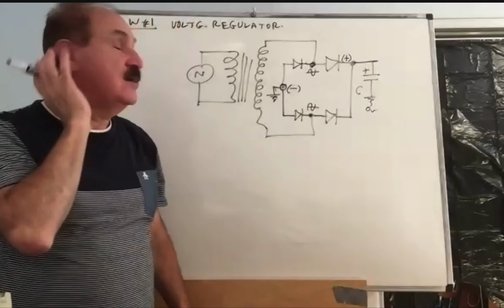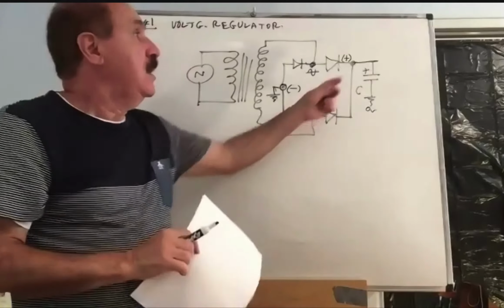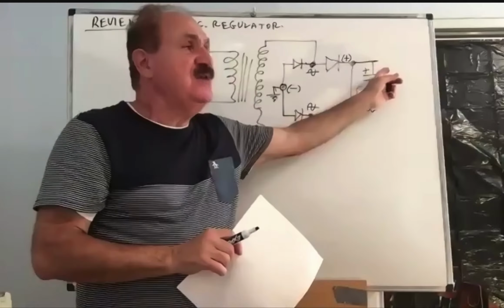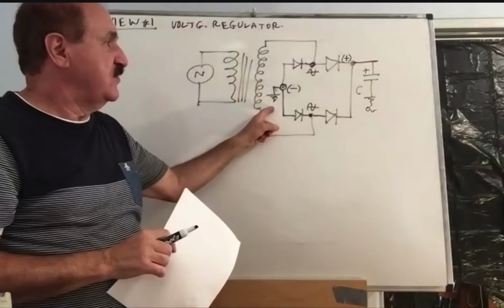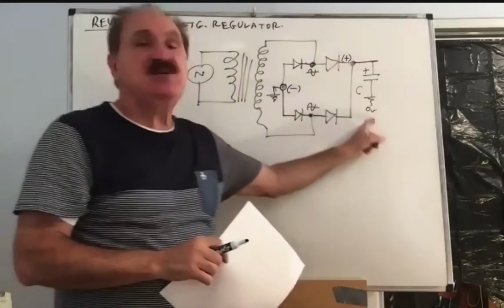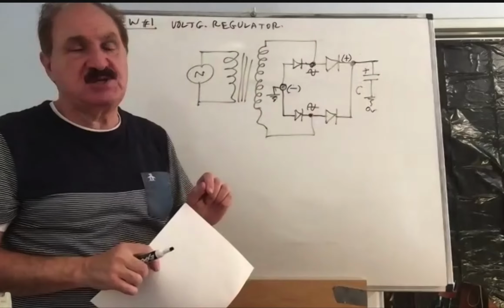Takes care of the positive voltage regulator. Okay, this is only an AC to AC converter. The bridge is an AC to DC converter, and the capacitor is the storage for the DC.